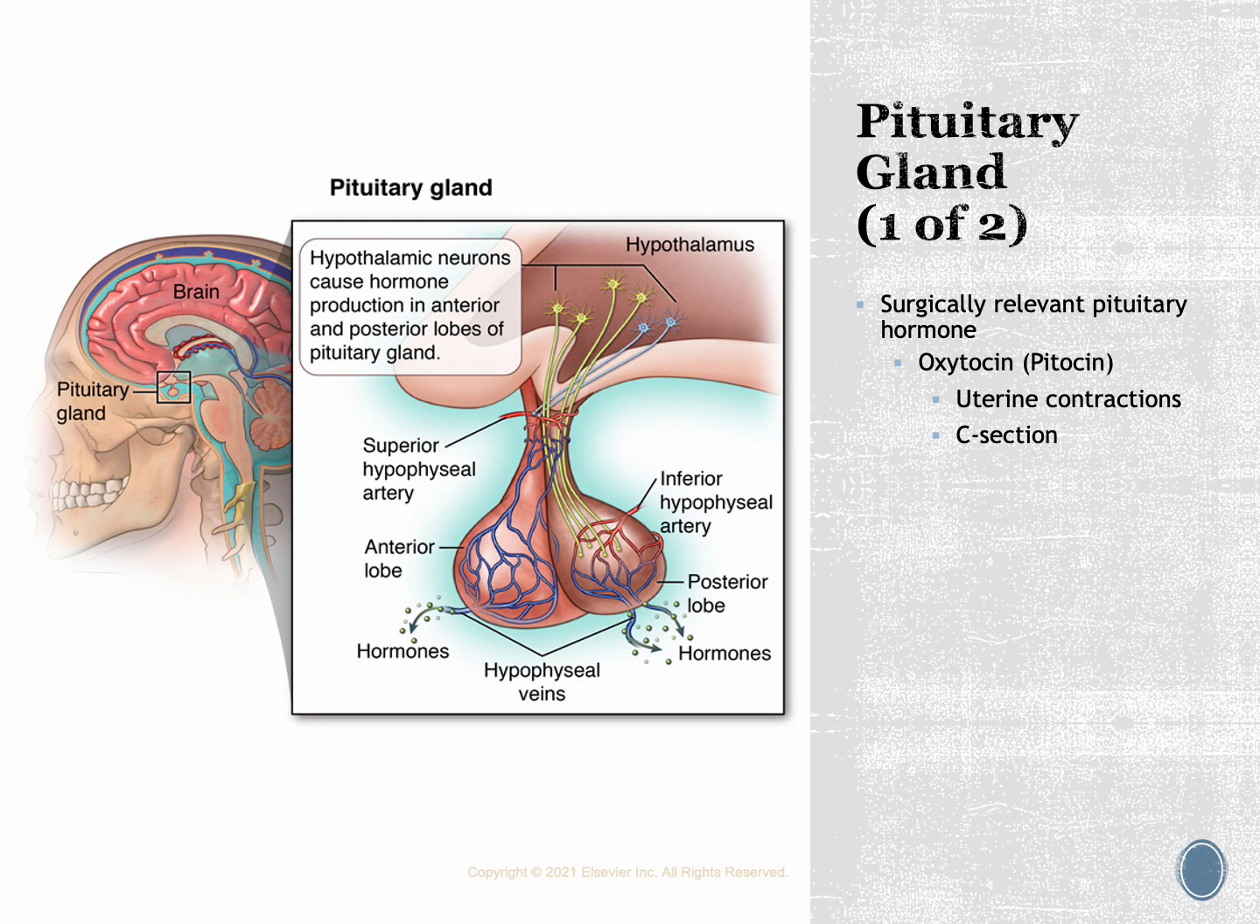Remember, oxytocin, also called pitocin, is important to us as a surg tech because it stimulates the uterine contractions needed for labor. It's also used in C-sections when the natural contractions of the uterus aren't strong enough to clamp down and stop that postpartum bleeding. So the anesthesia care provider may administer oxytocin or in some instances it might be injected directly into the uterus, and you might be the one drawing that up.